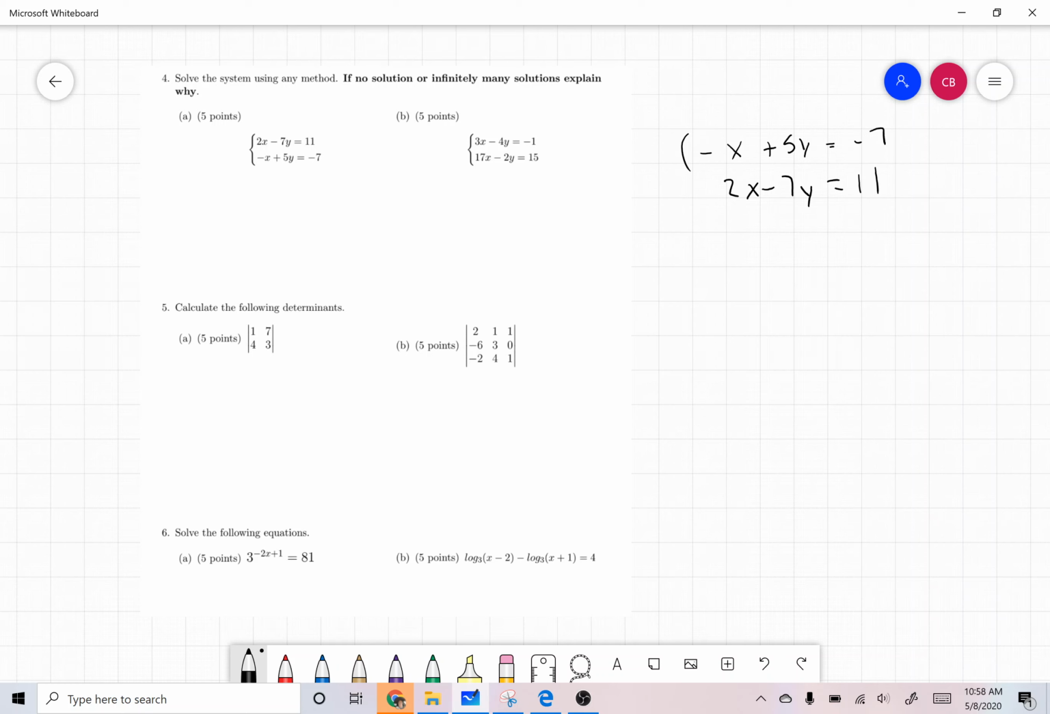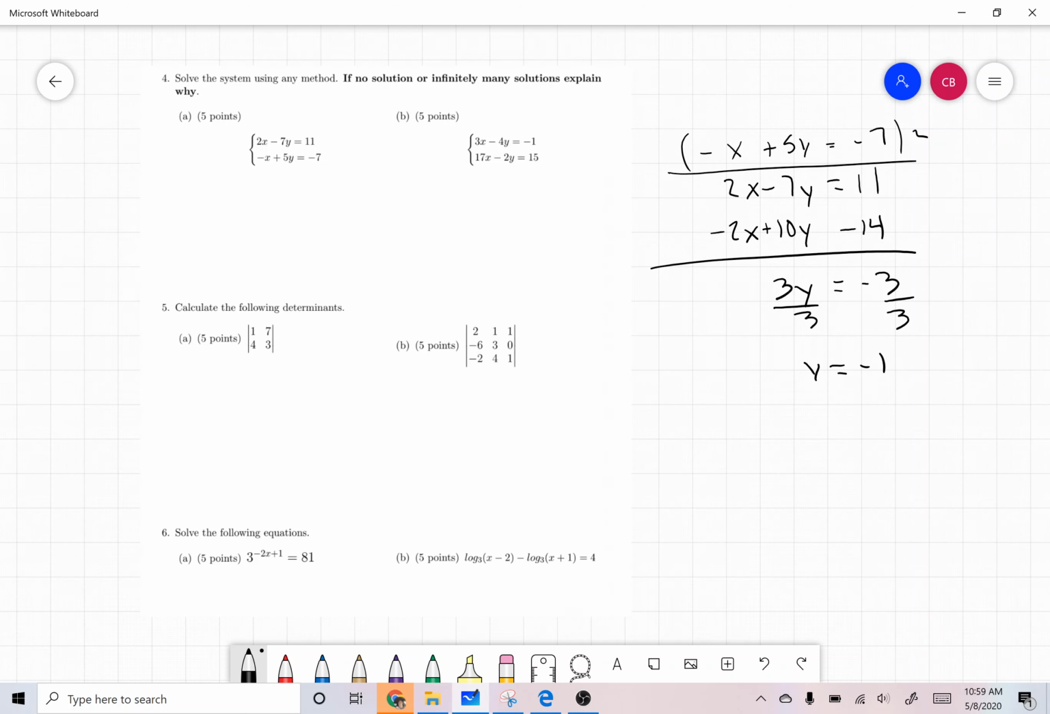So I'm going to multiply this top one by 2 because I want to eliminate x, because that's the easier one of the two, because this is 5 and 7 and that's not going to be nice. So 2 times negative 1 is negative 2x. 2 times 5 is 10y. 2 times negative 7 is negative 14. So now when I go to do this, 2 minus 2 is 0. This is 3y equals negative 3. So y is negative 1.